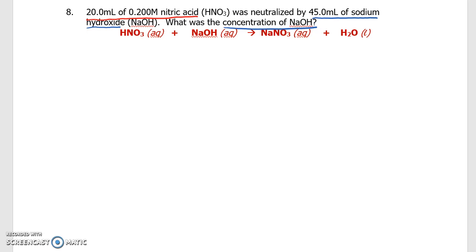Next thing I like to do is go into my balanced chemical equation and write that information underneath the substance that it goes with. So for instance, again, 20 mils of that nitric acid, and it's also 0.2 molar. And I'm given 45 milliliters of sodium hydroxide, and I'm looking for the molarity of sodium hydroxide. Okay, once you have that information in your equation, you can go ahead and start solving the problem.